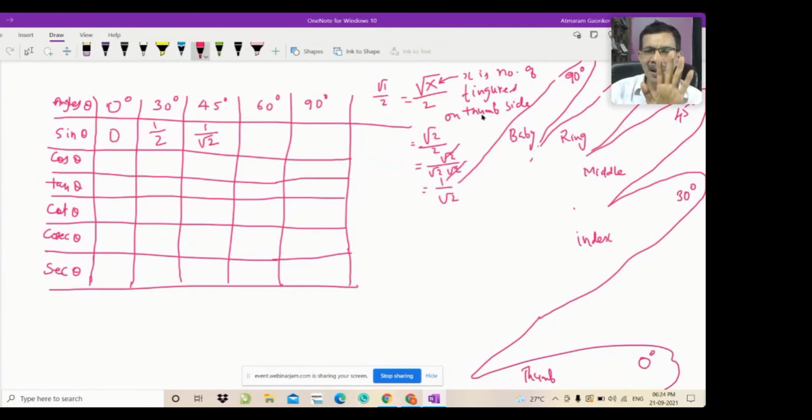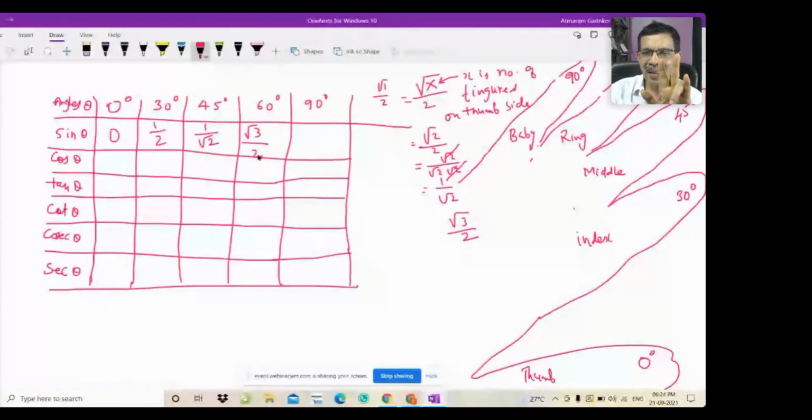Now again, we will go for 60 degrees, and the finger representing 60 degrees is the ring finger. So now I will bend the ring finger, and you see that there are 3 fingers towards the thumb. So it is root of 3 divided by 2. So my answer for sine 60 degrees is root 3 divided by 2.